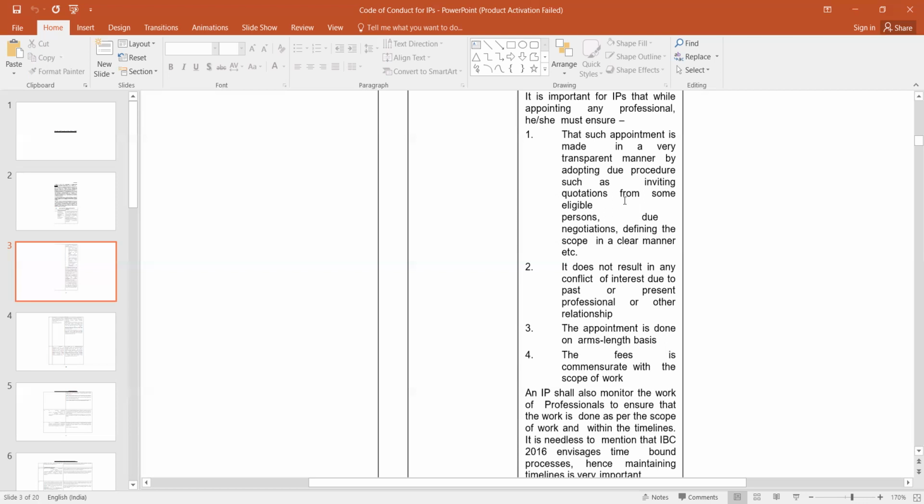Suppose you want to allege that there was a conflict of interest. What sort of examples, what sort of illustrations can you give to the adjudicating authority that, my lord, there was a conflict of interest? Partner of that auditor firms.